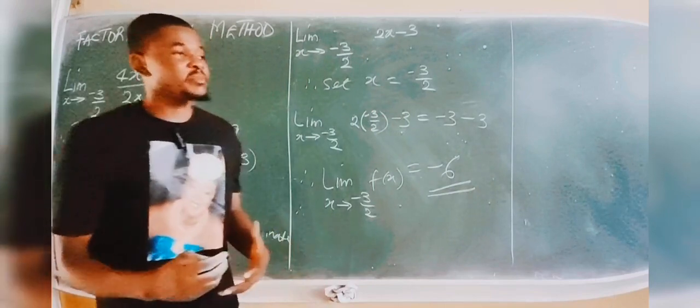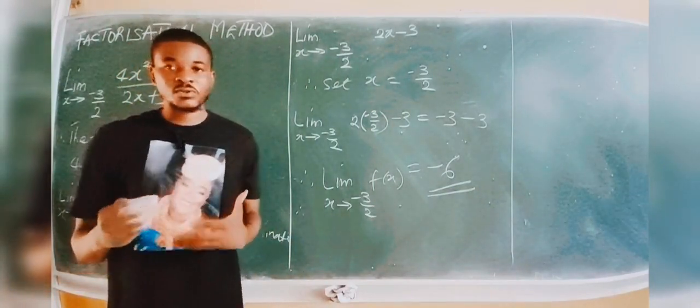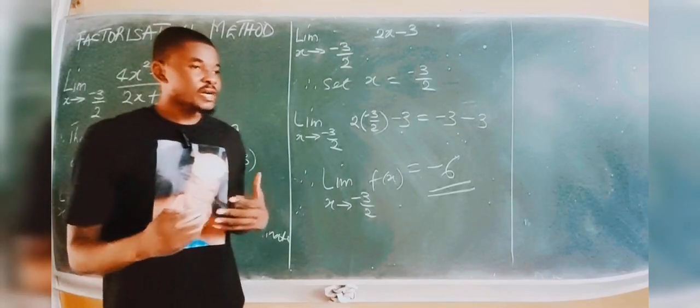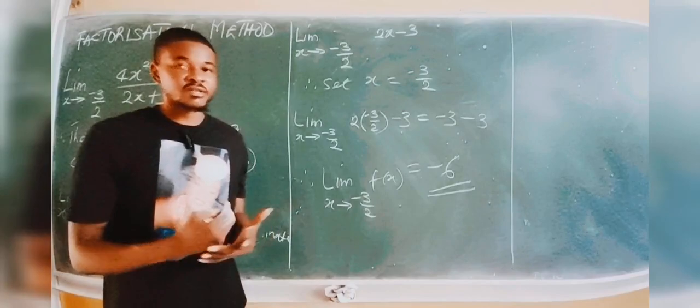So that is the idea behind the factorization method. First of all, you test by substitution. If the limit fails, then you can try the factorization method. Let's try another example and see.